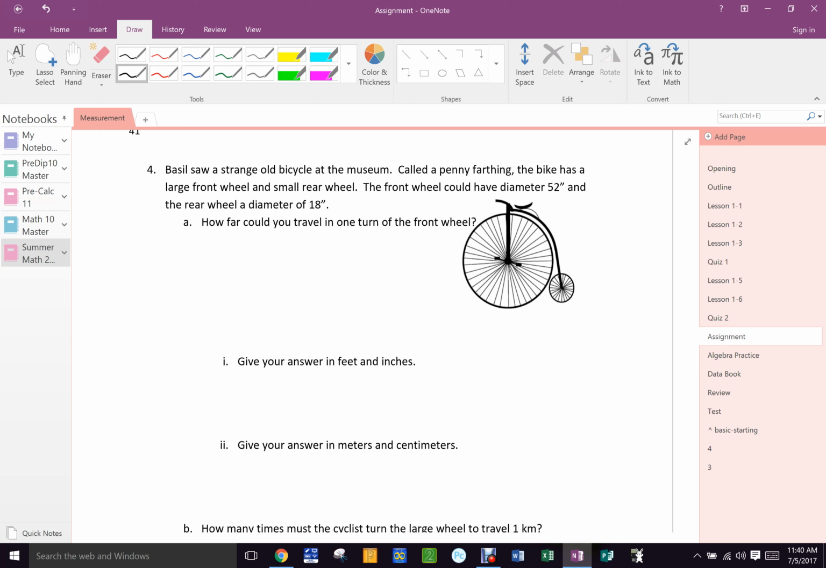Are we all done now? We don't have to do this in meters, right? We don't have to turn it into meters, right?